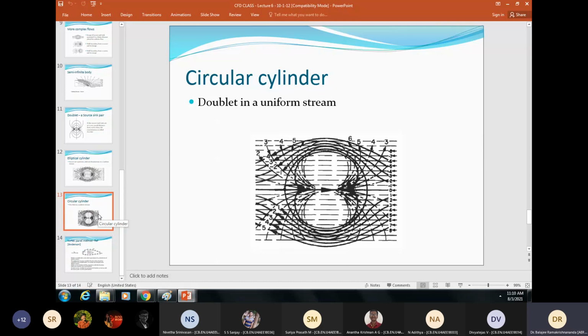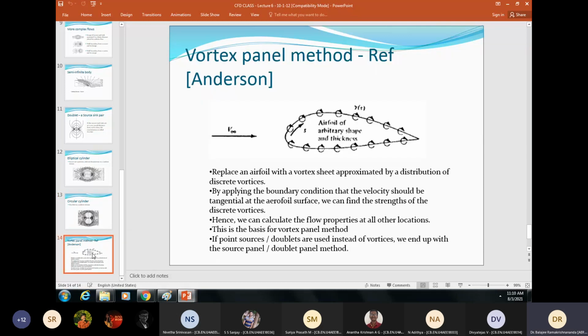So these are the basics of potential flow. Then you would also have studied about the vortex panel method. So what do we do in the vortex panel method? We replace the airfoil with a vortex distribution.